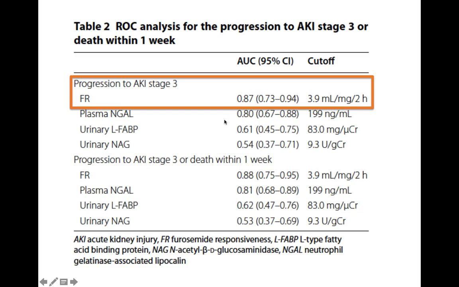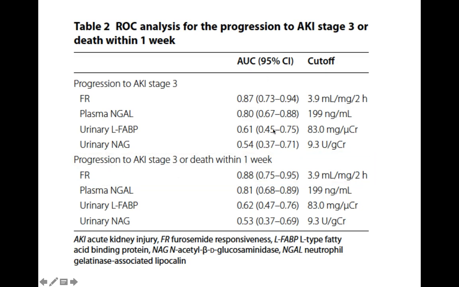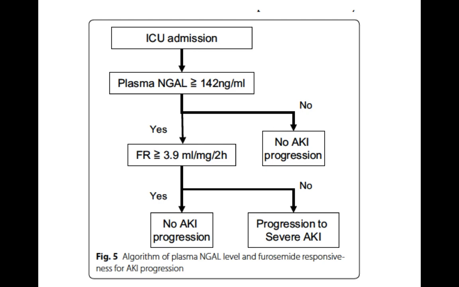And it performed better than plasma NGAL, and it performed better than other urinary biomarkers for AKI and for the progression of AKI or death within a week. And these essentially are superimposable numbers. But I think what they did, which was very nice, is they then put it together into a decision tree.